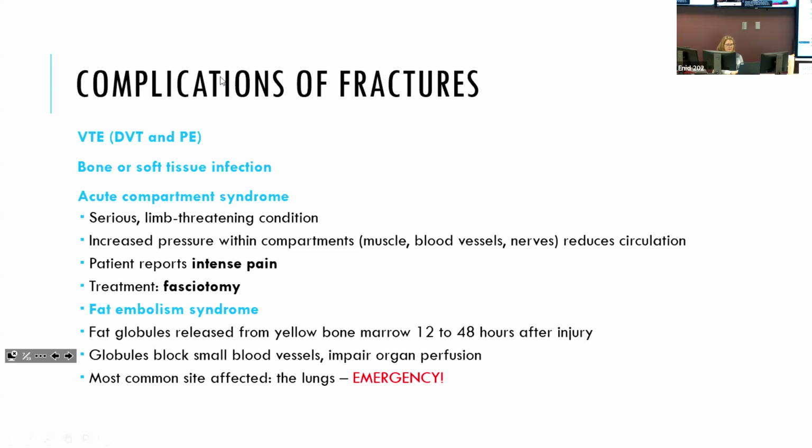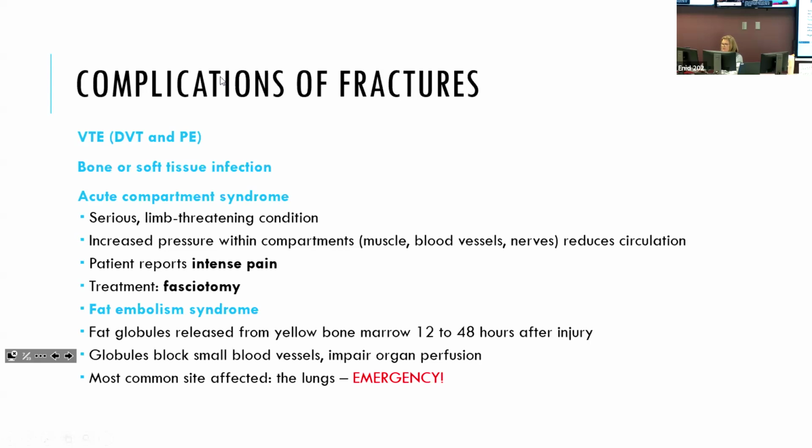And then a fat embolism, just it's fat globules that are released from the yellow bone marrow 12 to 48 hours after injury. The globules block small blood vessels and they impair organ perfusion, which this one kind of makes you think of a DVT, because the most common site affected is the lungs, and just like a DVT, that's an emergency, it can kill you quickly.